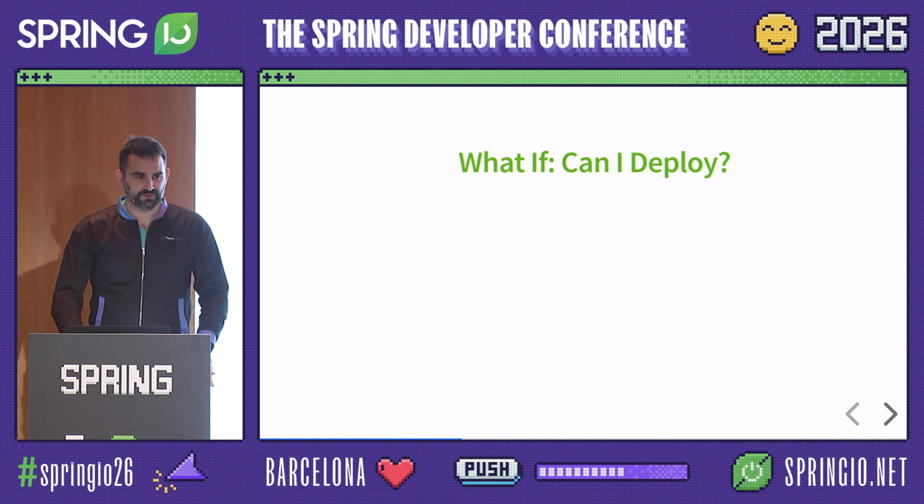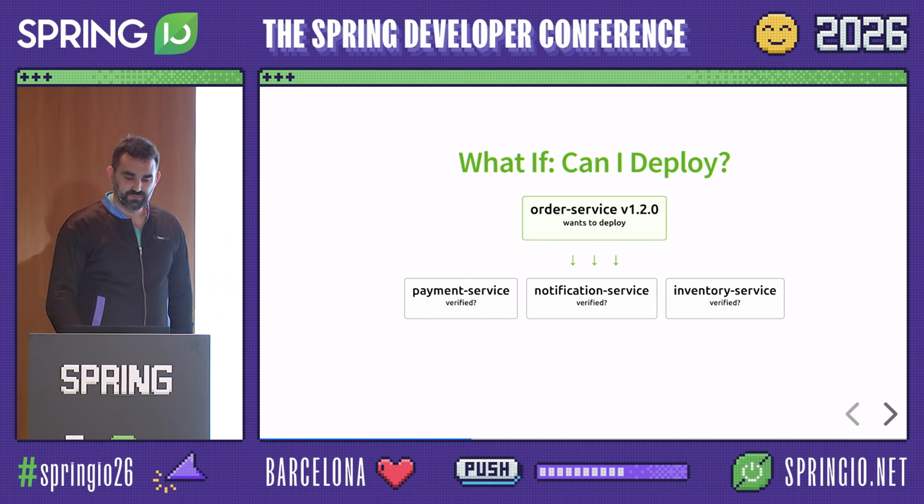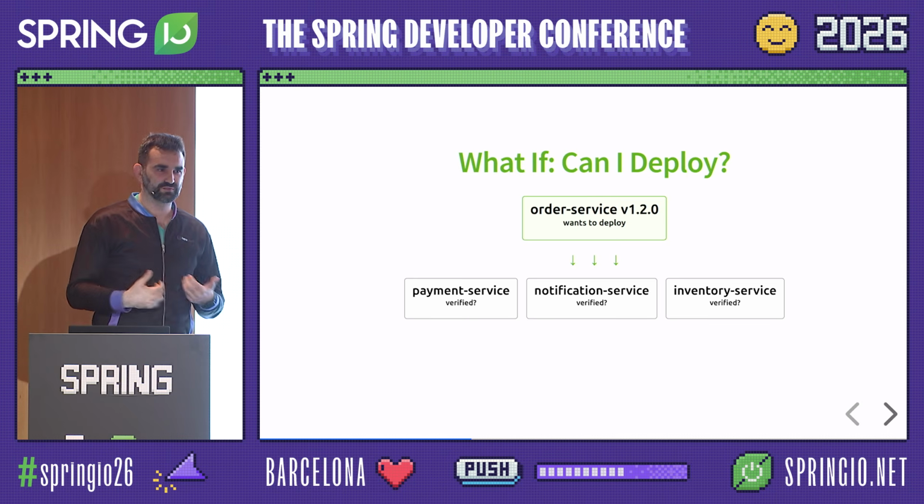What if we had a feature called Can I Deploy? So let's say order service version 1.2.0 wants to deploy. Would it be nice to see if, can I deploy this? Like, have my consumers verified against me?